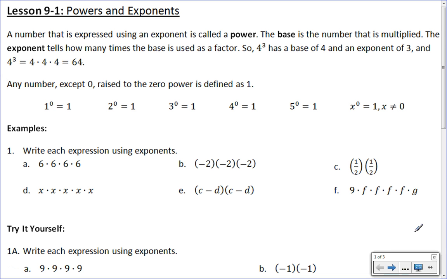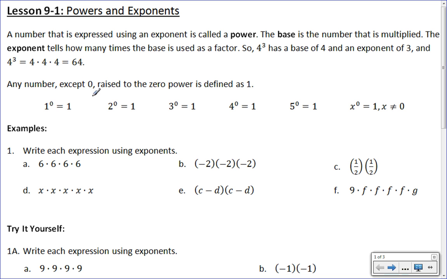This is lesson 9.1, powers and exponents. A number that is expressed using an exponent is called a power. The base is the number that is multiplied. The exponent tells how many times the base is being used as a factor. So for example, 4 to the third has a base of 4 and an exponent of 3. And 4 to the third is 4 times 4 times 4. That's multiplied 3 times, which is equal to 64.